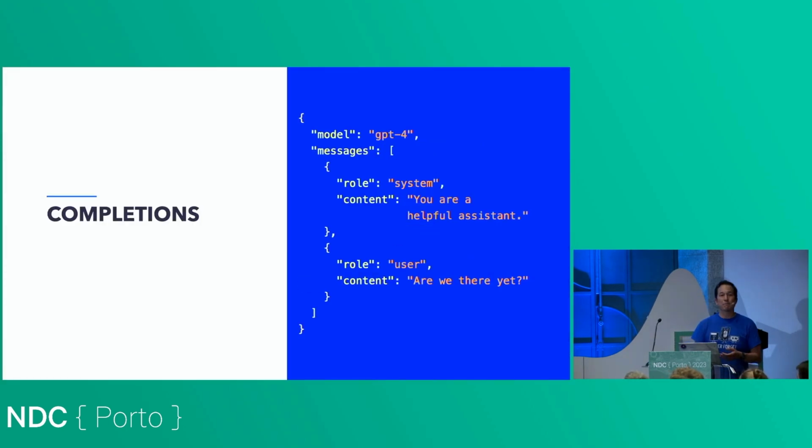Okay. So that is showing off the completions API. So this is what the message looks like in raw JSON, right? You've got the model that you specify, I'm using GPT-4, and then the set of messages.